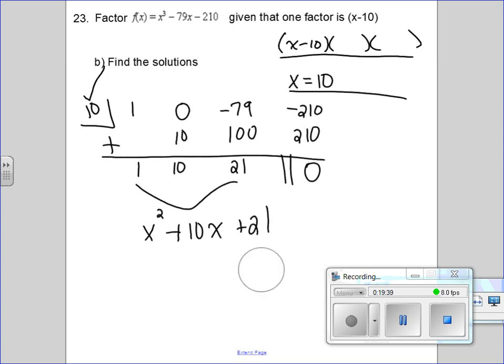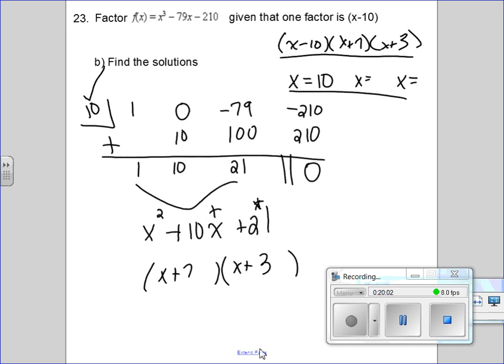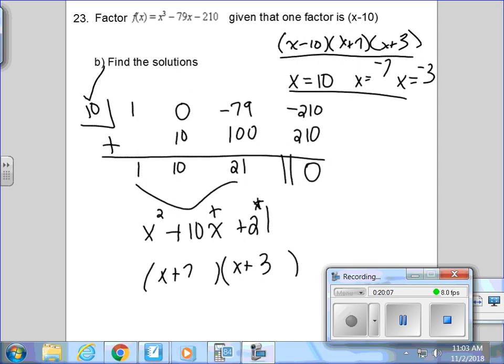Now cross your fingers. Is this factorable? Yes. What numbers will multiply to give us 21 and add to give us 10? 7 and 3. Plus 7, plus 3. So what my group just helped me find was that x plus 7 and x plus 3 are our final two factors. What are our final two solutions? -7 and -3. Very good. Thank you for being a helper.